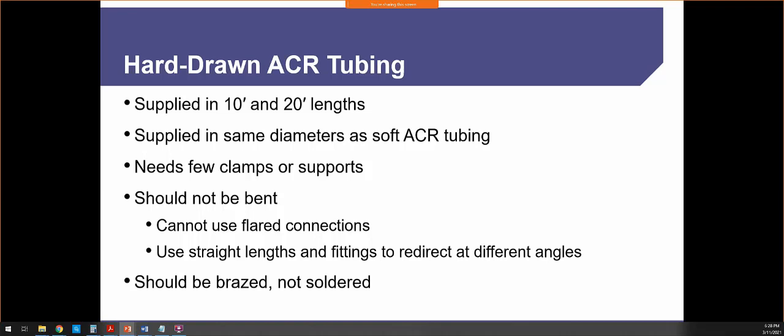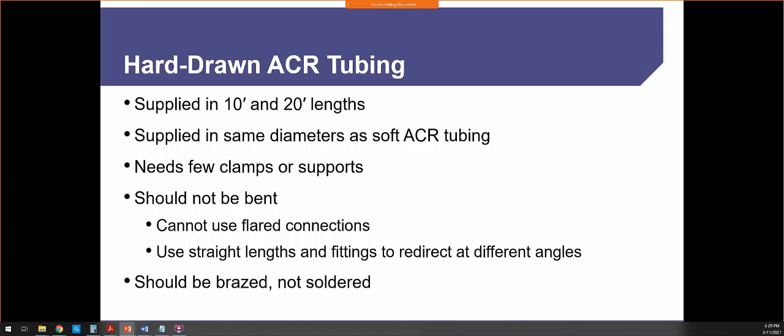All right. The nice thing about the hard-drawn ACR tubing, needs few clamps or supports. Because of the length of it and the stability and the rigidity of it, I can put on less support clamps, say if I'm hanging it from the ceiling. Should not be bent, all right? Cannot use flared connections, use straight lengths and fittings to redirect at different angles. So unlike ACR tubing where I can bend it, I can use tools to bend it, I can manually bend it up until, like I said, we get to that 3/4, 7/8 size, then it just becomes extremely difficult to bend.